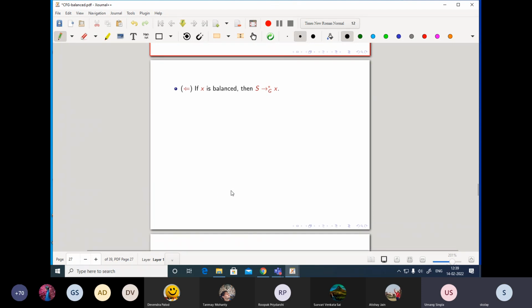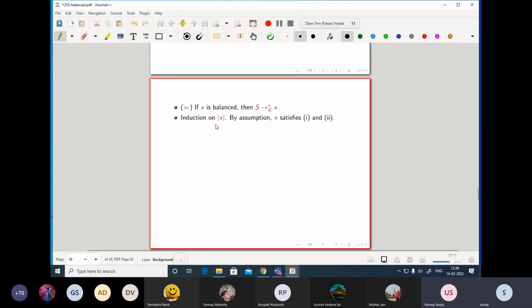Okay, so I'm moving on to the second part. What happens if X is balanced? I give you a string that is a balanced parentheses expression. Can I show that X can be derived from S using the grammar? So now we will be inducting on the length of X. And of course, if X is balanced, then X will satisfy 1 and 2.